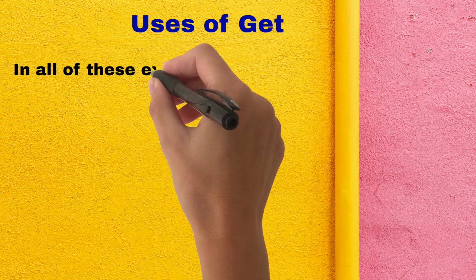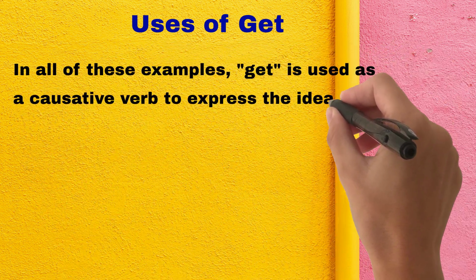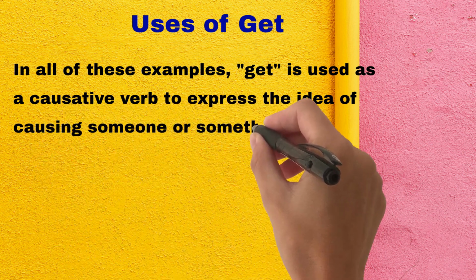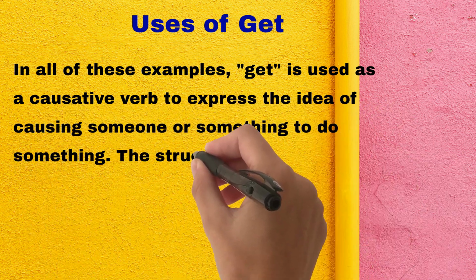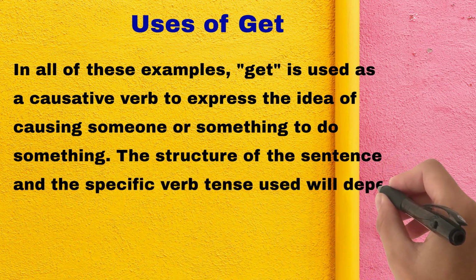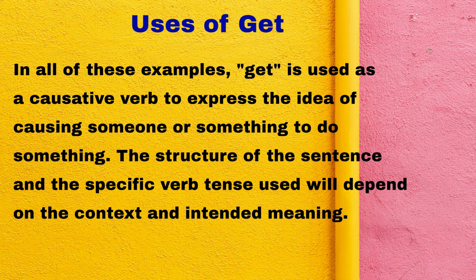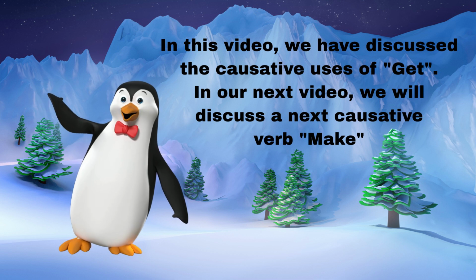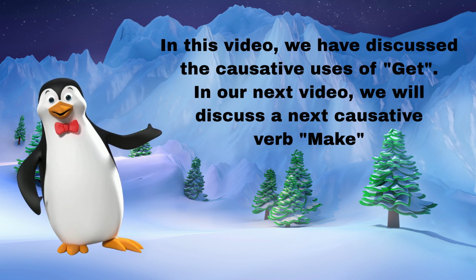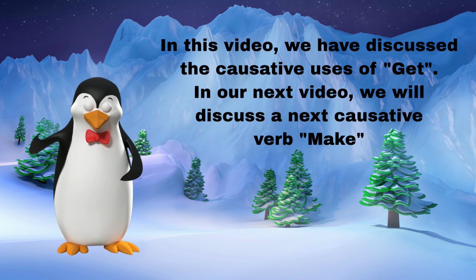In all of these examples, get is used as a causative verb to express the idea of causing someone or something to do something. The structure of the sentence and the specific verb tense used will depend on the context and intended meaning. In this video, we have discussed the causative uses of get. In our next video, we will discuss the next causative verb, make.